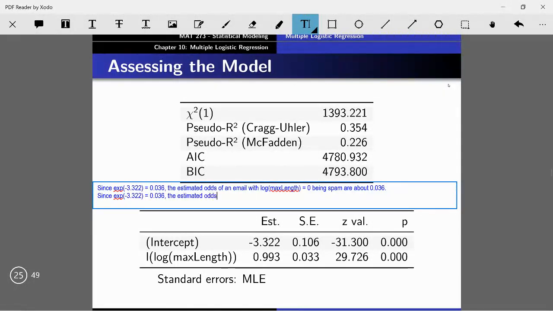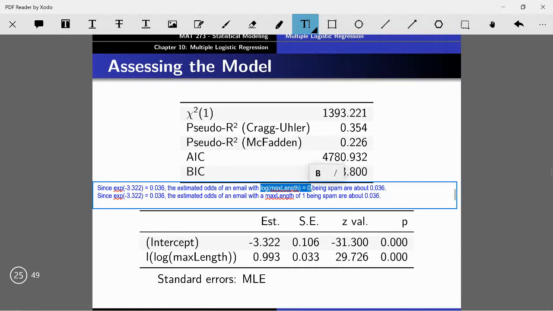So the estimated odds of an email with a max length of 1 being spam are about 0.036. Okay. So I got it off the log scale.